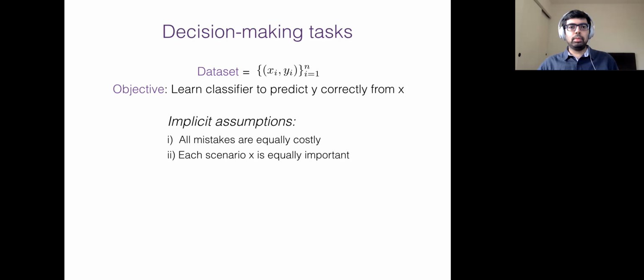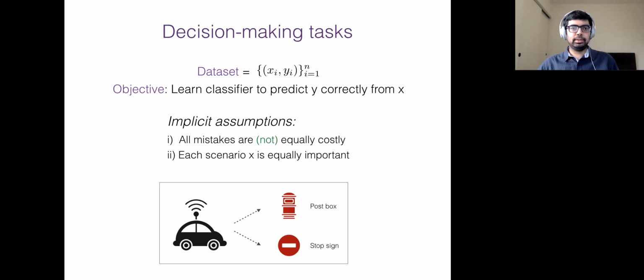Within this paradigm, most works, if not all, implicitly assume that all mistakes are equally costly and that each scenario x is equally important. In reality, though, this is often not the case. For instance, consider the classification system designed for a self driving car. The cost of mispredicting a roadside post box versus that of missing out on a stop sign can actually be very different.